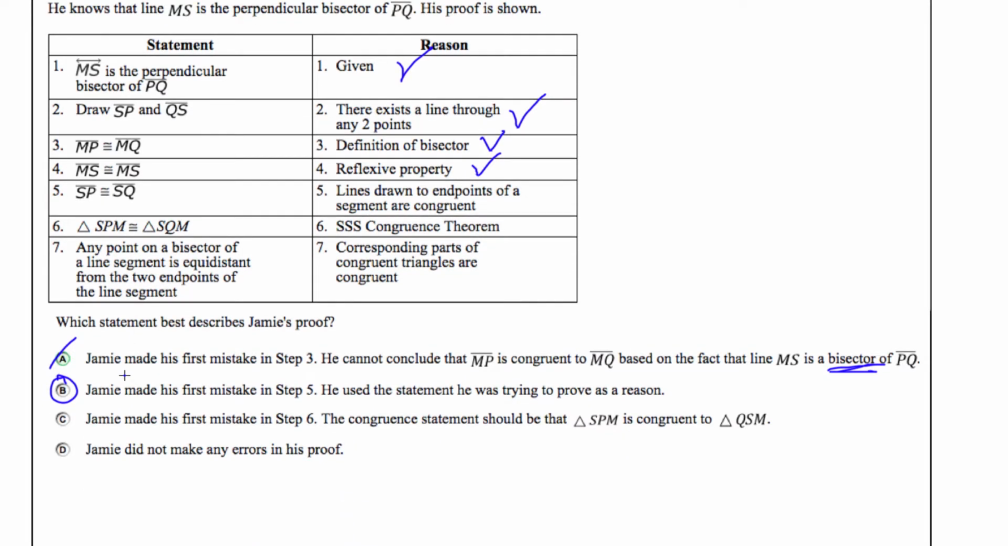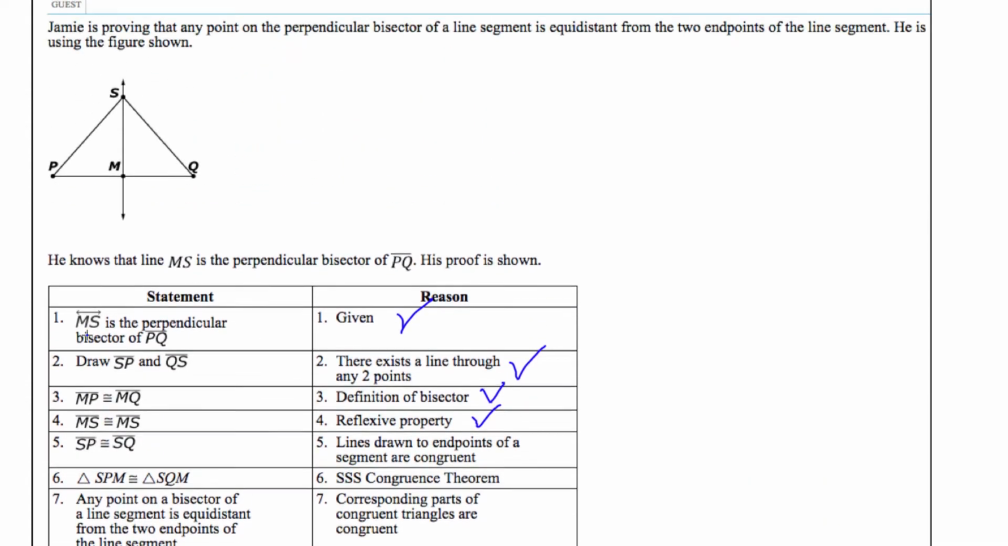I'm going to maybe not do B. That seems more correct. And Jamie did not make any errors. No, he definitely made some errors. So C is the answer for number 7.